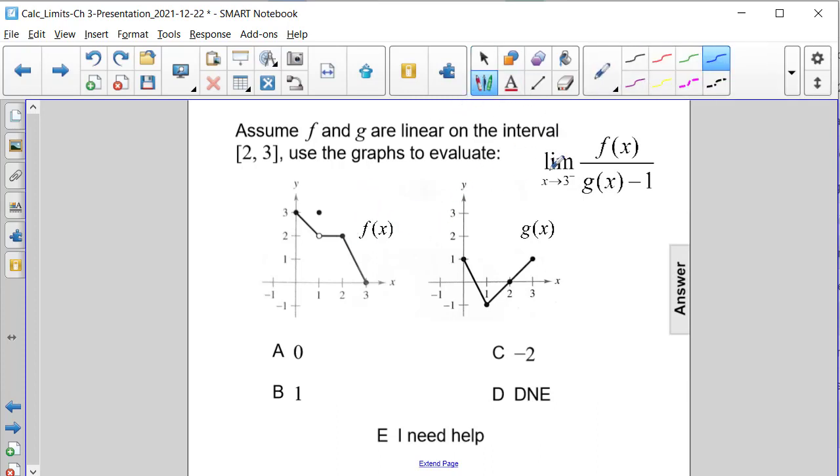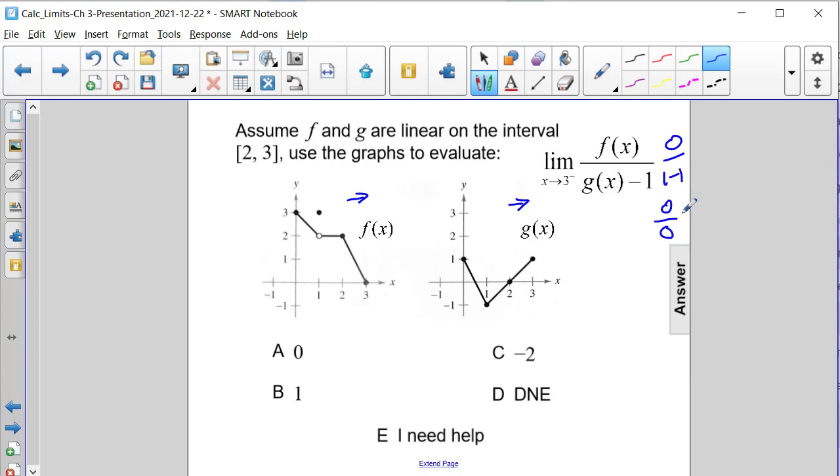So let's actually see what happens here. We are approaching 3 from the left in both of these. If we approach 3 from the left for f of x, we are approaching 0. And then if we're approaching 3 from the left in g of x, we end up getting a 1. Wait, that's 0 over 0 form. So that can't be true.